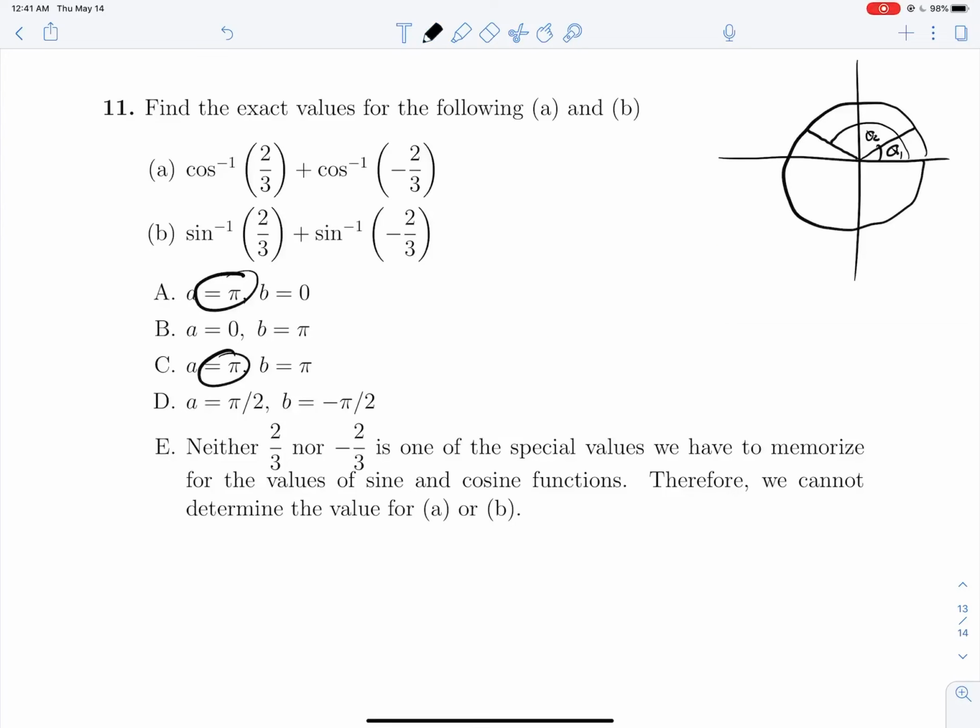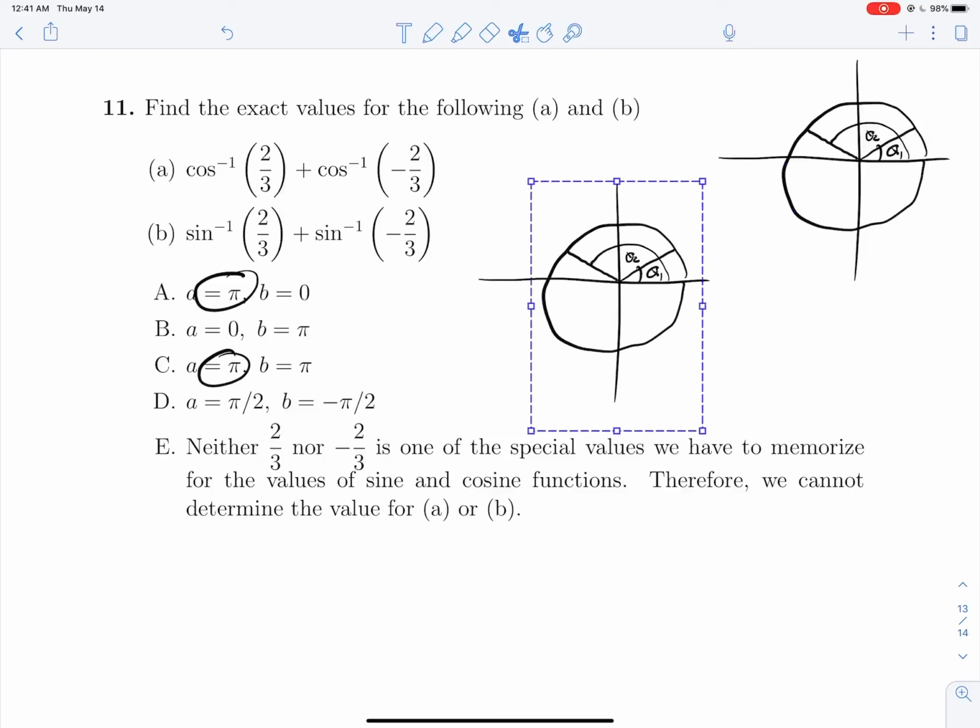Let's grab a copy of this and get ready for our second one. We're looking for the inverse sine of 2/3. That'll occur about here, where our y value is 2/3. That's still a little high, but you know what I mean. That's theta 1. And then the inverse sine of -2/3 will just be down here, theta 2.